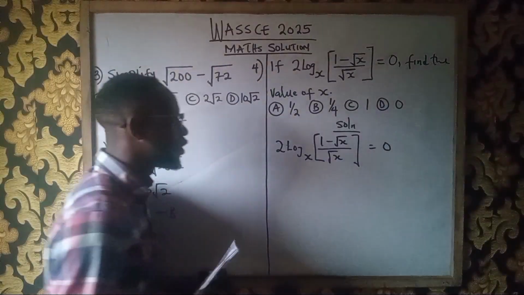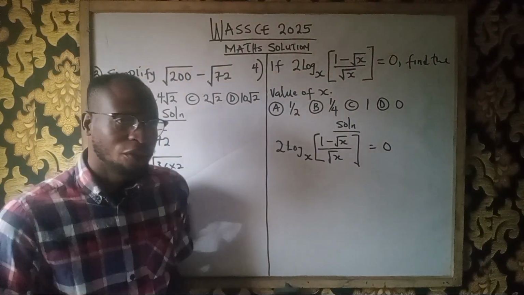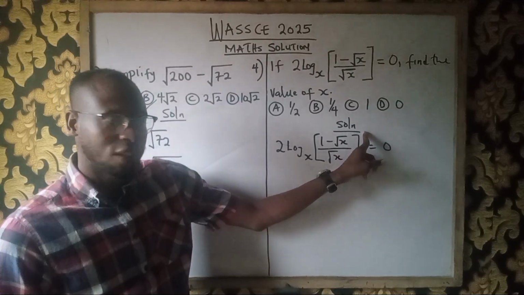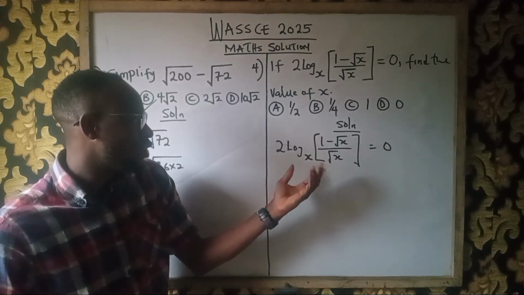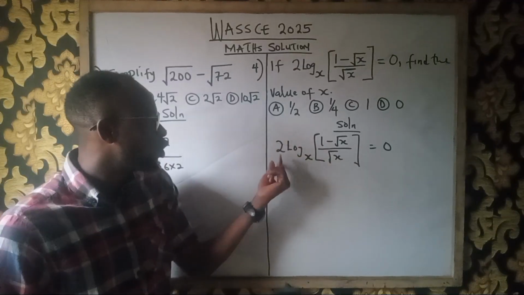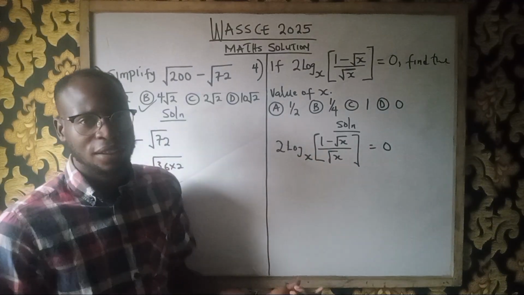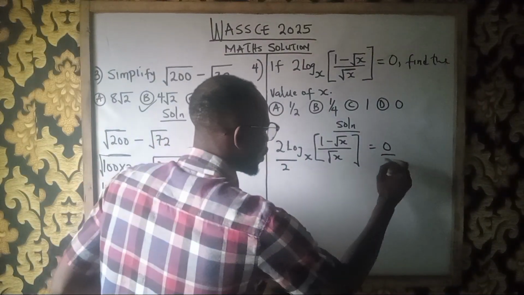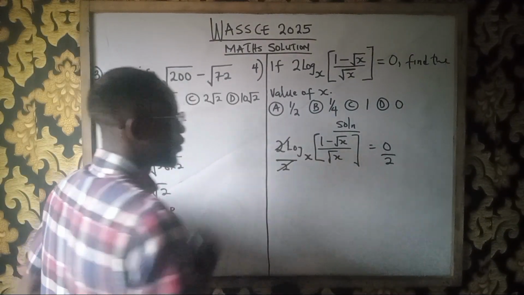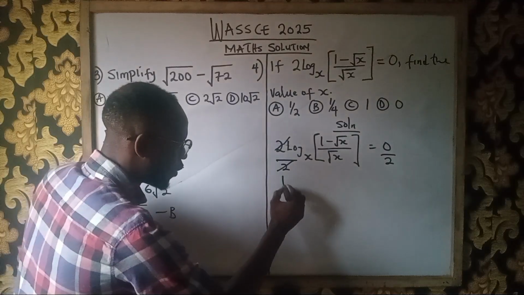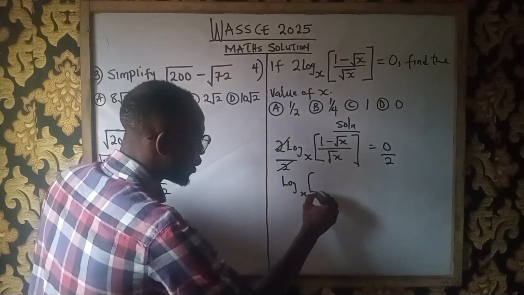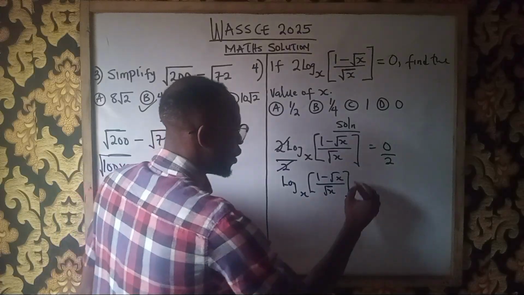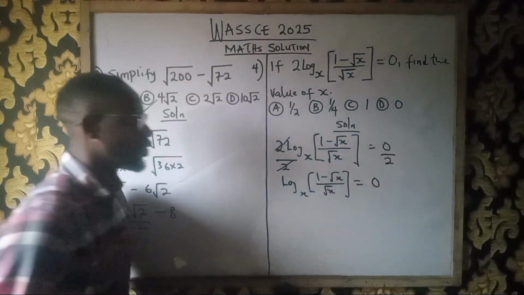equals 0. Now the first thing for you to do here, instead of taking this 2 as the power of this one, because there's a law like that in logarithm, why stress yourself? Since you are looking for the value of x, do not make that value of x more complex again. So what you do is to divide by 2. So that 2 will eliminate out first. Can you see that? Then we are left with log in base x, 1 minus root x all over root x equals 0, because 0 divided by 2 will give us 0.